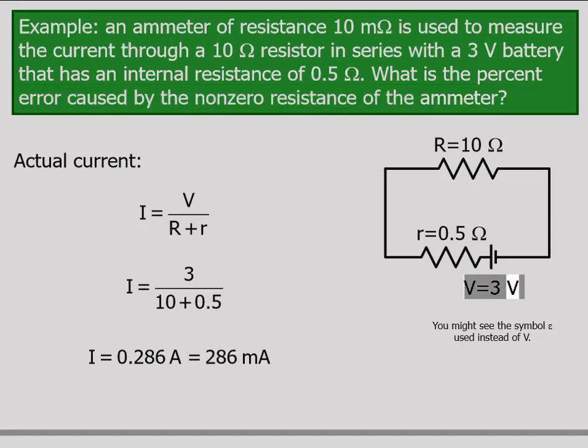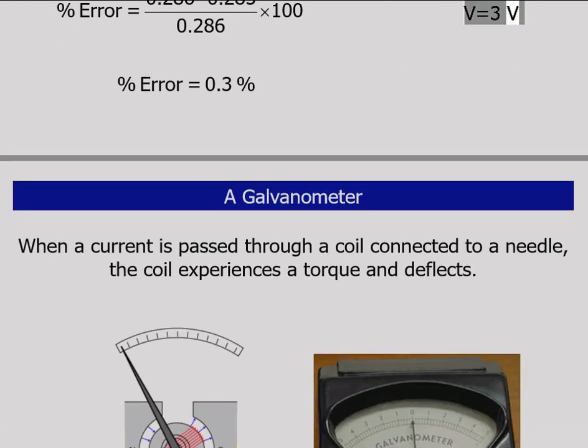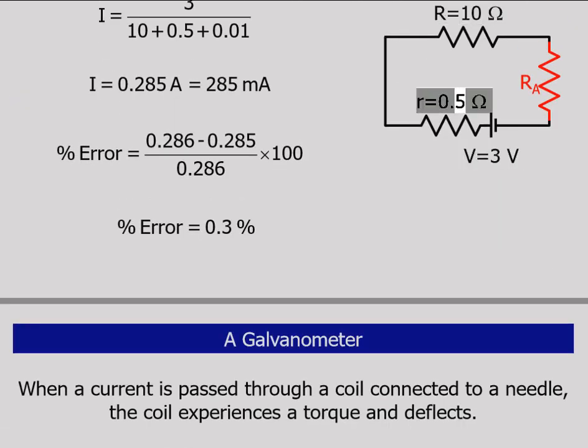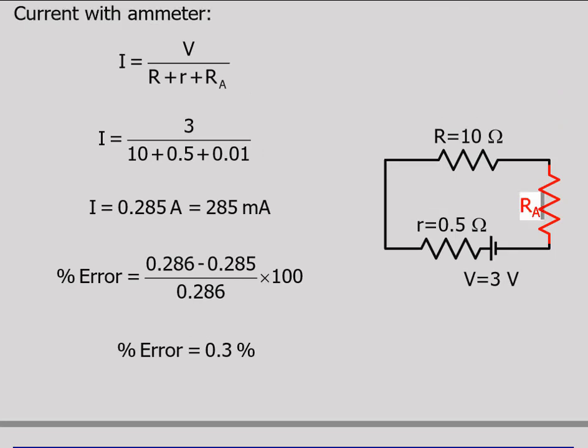V equals 3V, R equals 10, r equals 0.5 for the actual current. You might see the symbol epsilon used instead of V. V equals 3 V, R equals 10, r equals 0.5 for the current with the ammeter, R_A.